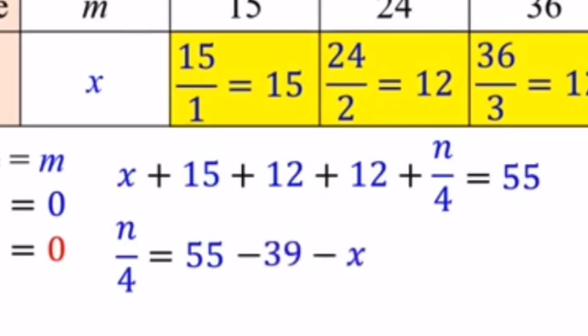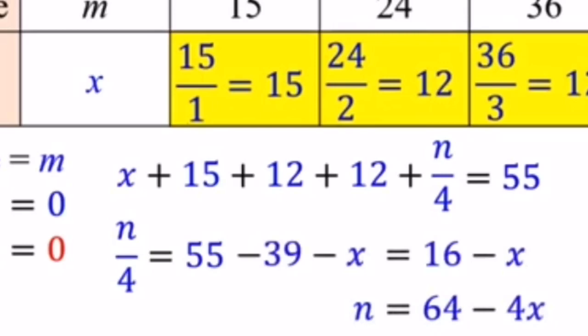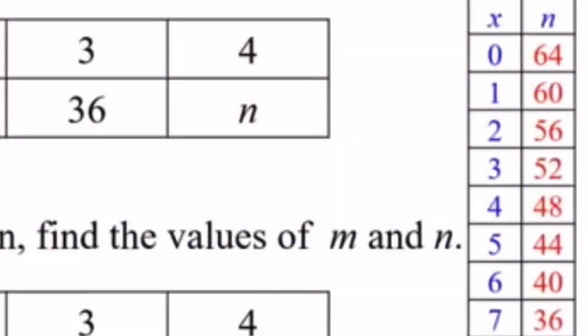So finally our equation will be n over 4 is equal to 16 minus x, right? So then we express n in terms of x. That means n is 4 times 16 minus 4x, which is equivalent to 64 minus 4x. So when x is 0, n is 64 based on the equation.